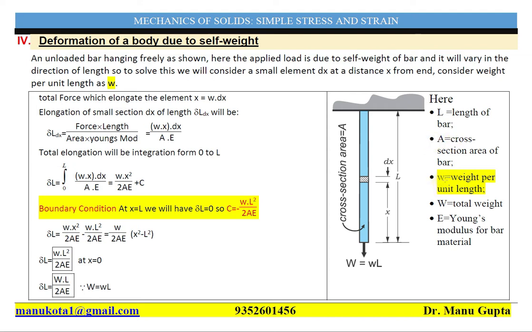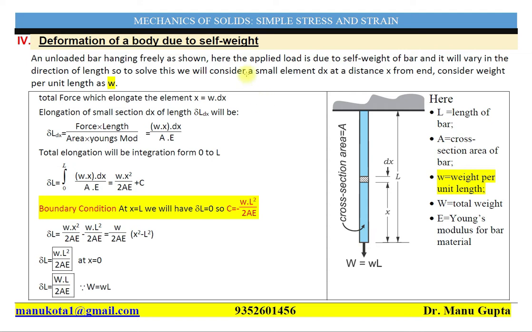Small w is the weight per unit length for this bar, and capital W is the total weight. Capital W is w into L, the total weight of the bar. Young's modulus we are taking as E. This bar is hanging freely from this end, and no other weight is applied at the end.